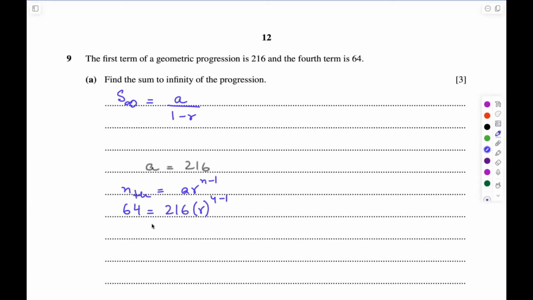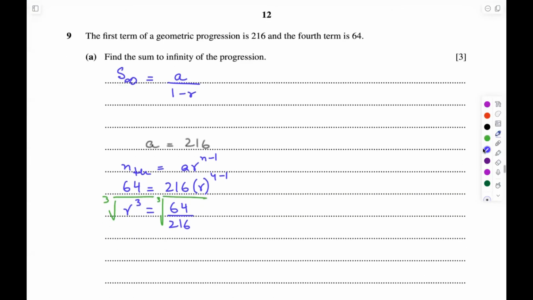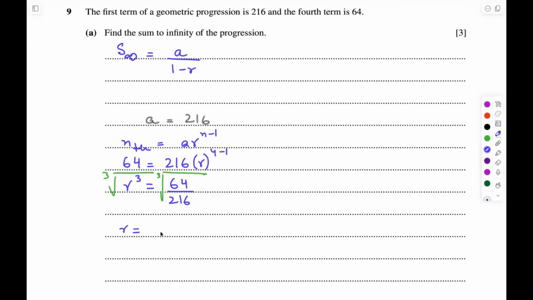So 4 minus 1 will become 3. So r cube will be equal to 64 divided by 216. Taking the cube root on both sides, the cube root will cancel with the cube on r. So r will be equal to the cube root of 64 upon 216, which is equal to 2 upon 3.